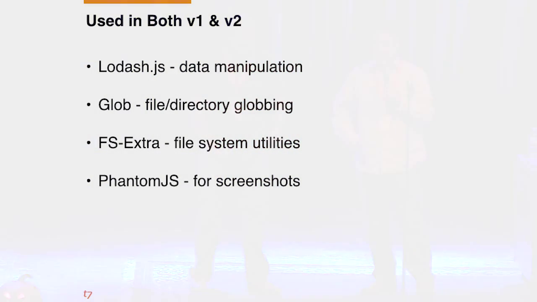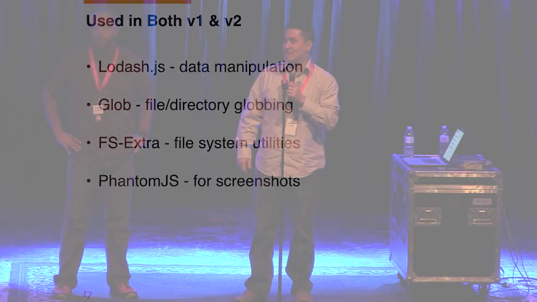You want to do this? So these are the commonalities between the style guide that we had circa September of this year and what we have now. Lodash glob lets you get different chunks of files and directories off the file system. FS Extra has some niceties that the default Node FS doesn't. And then Phantom is what we still use for screenshots.